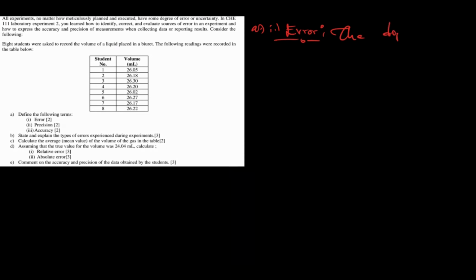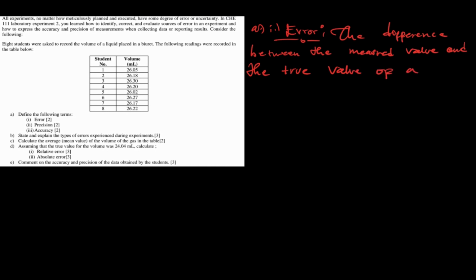So the difference between the measured value and the true value of a quantity. So basically, that is the definition. And then we have number 2, which says precision.